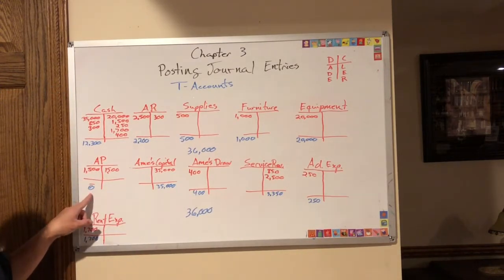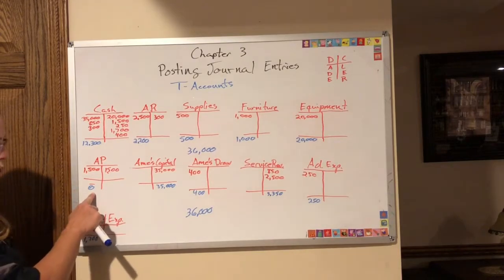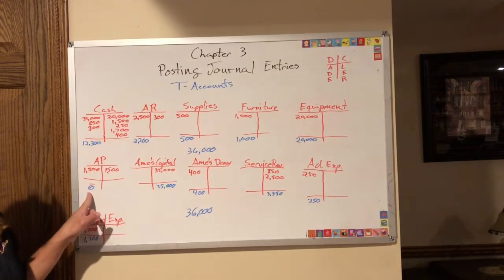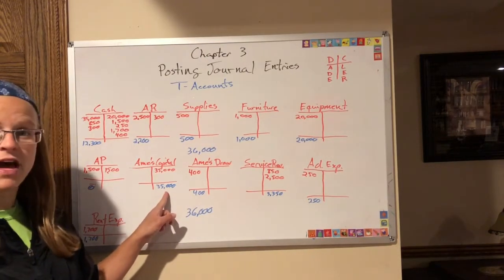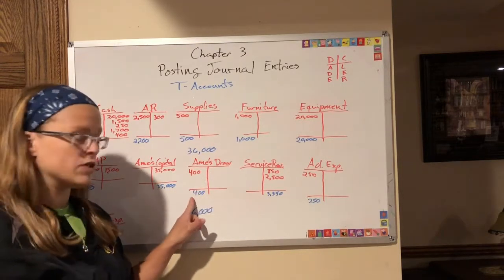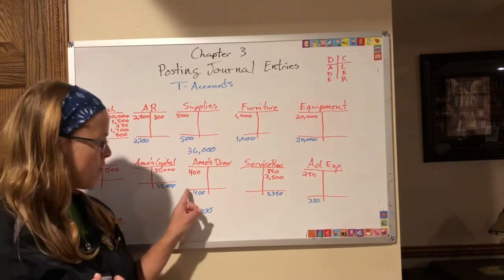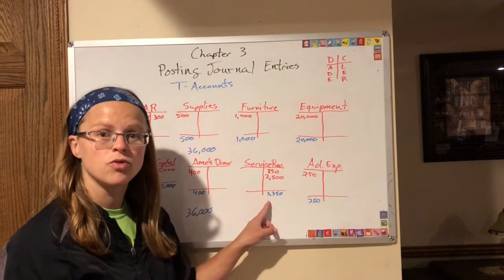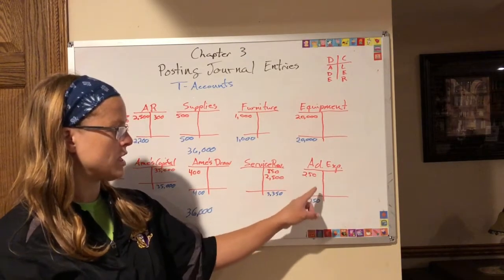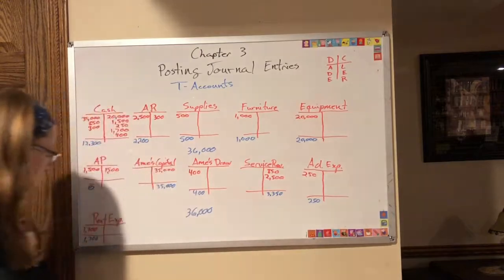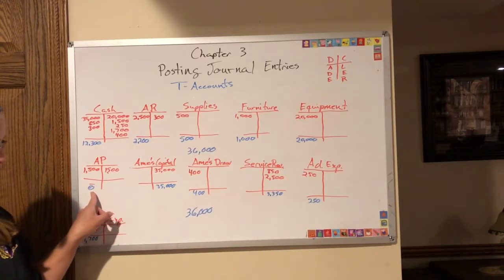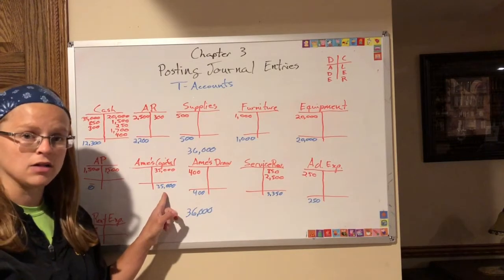Now our accounts payable account is zeroed out because we are no longer owed that $1,500 because it was paid off. So it's zero. Ann's capital account is $35,000. Ann's drawing account is $400 because she withdrew that money from the organization. Our service revenue account is at $3,350. Our advertising expense is $250. Our rent expense is $1,700. So when we add all these up, we have zero, we have $35,000.